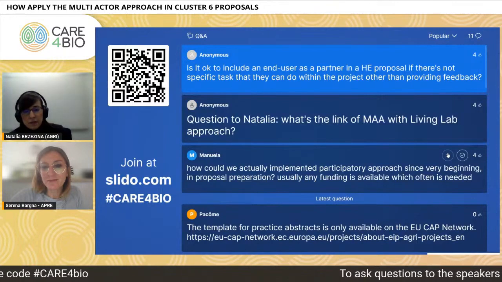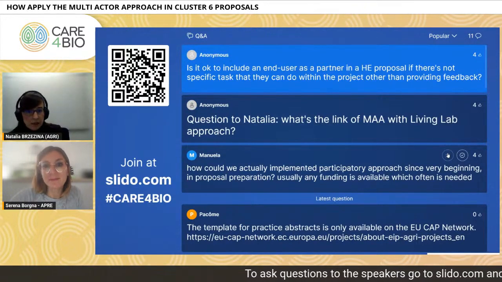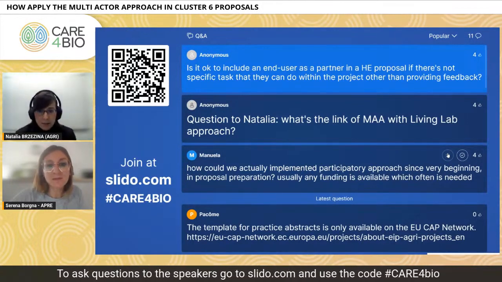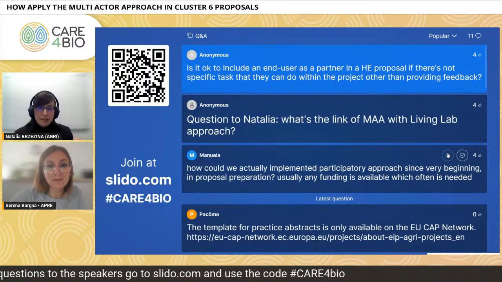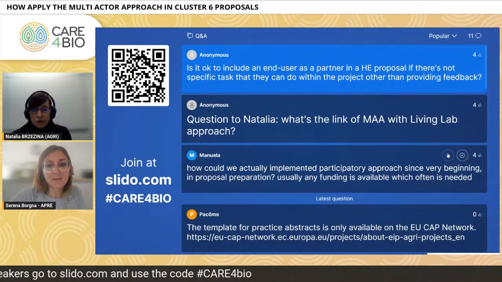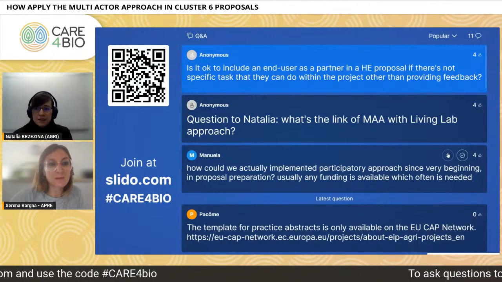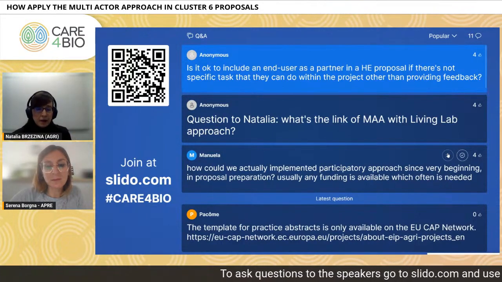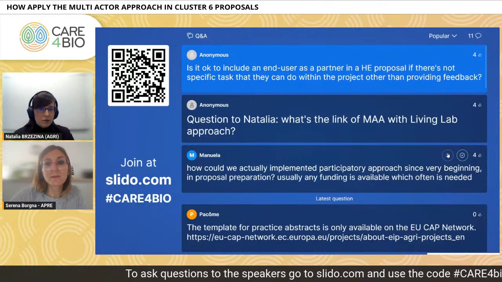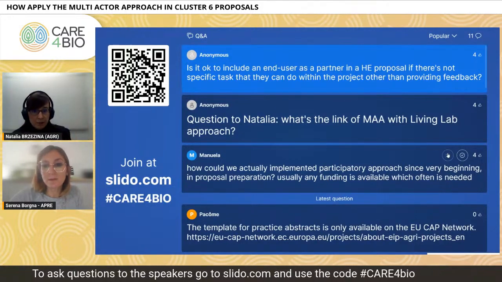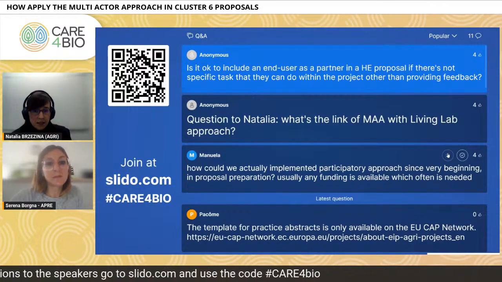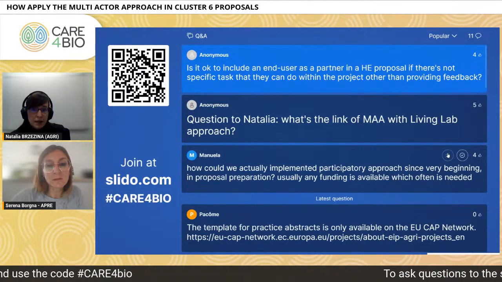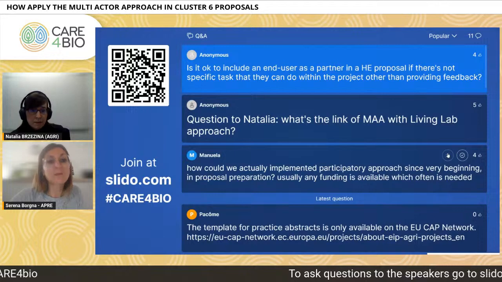Yes, I would say that if you read the definition of the multi-actor approach, we do not want the end users only to provide feedback. You have to really sit together with them on an equal level, I would say, and discuss first what the needs are. Then once you discuss the needs, you also consider with them the different innovations. You put their practical knowledge together with the scientific knowledge, and you develop the knowledge together. You develop the innovations together. So involving them only to provide feedback, I would say, is not a multi-actor approach for me.